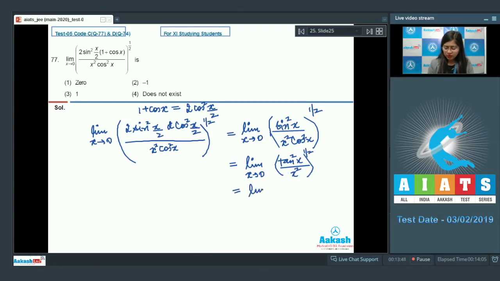That is, it is equal to limit x tending to 0, modulus of tan x upon x, right? Now we know that from the left hand side and right hand side both, this limit is equal to 1, right? So the correct answer is option number 3.